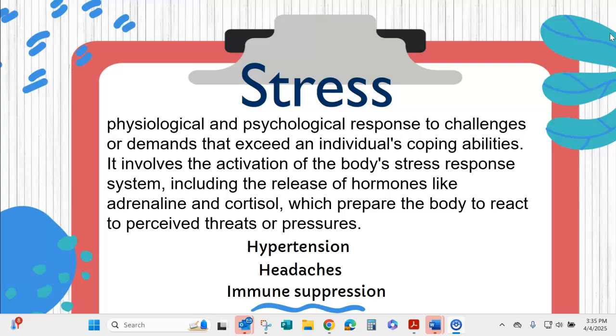Those chemicals and their presence in the body can lead to other conditions like hypertension, which is the formal name for high blood pressure. And high blood pressure can trigger headaches, among other things. And over time, being in that stressed state and having those elevated levels of cortisol can lead to immune suppression, which means that your immune system breaks down over time and you become more vulnerable to illness.